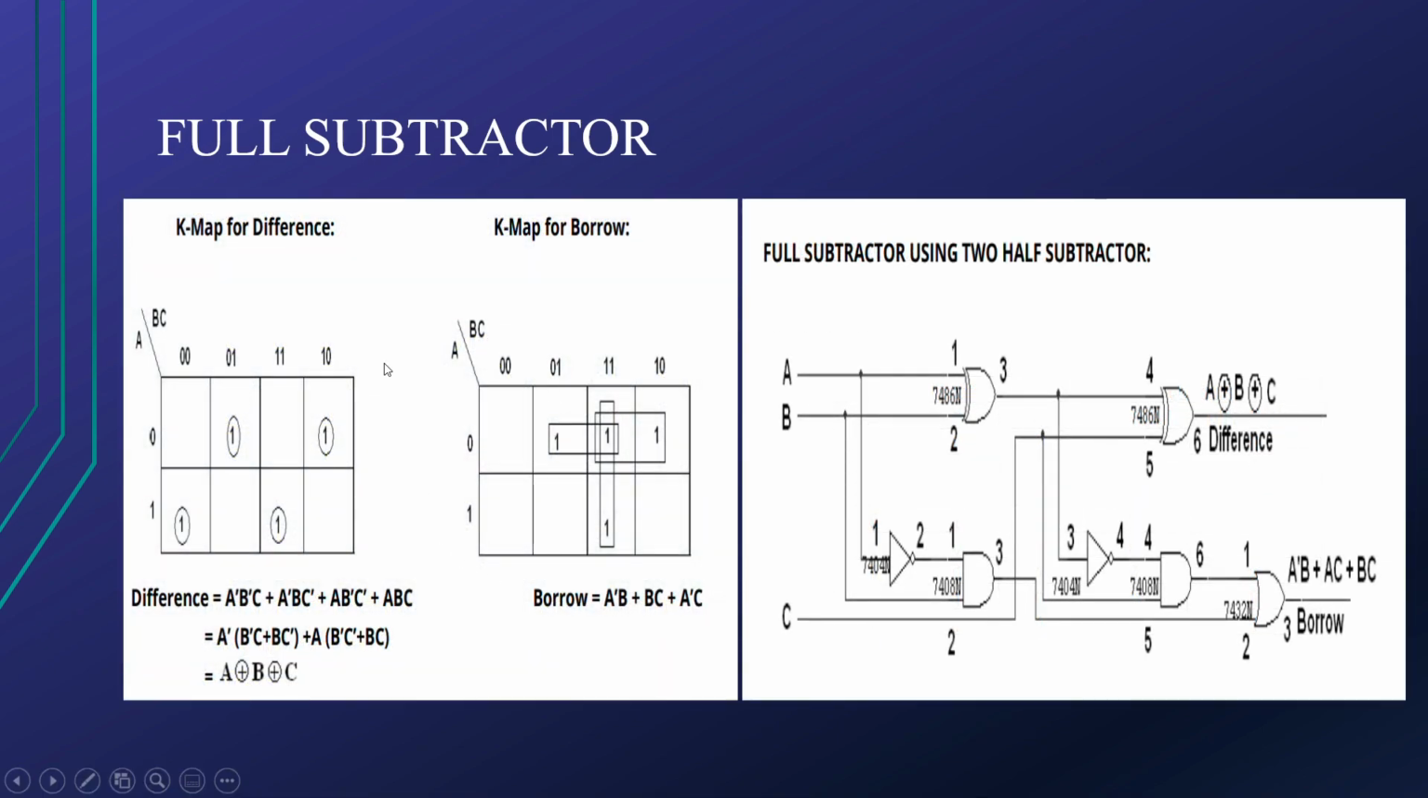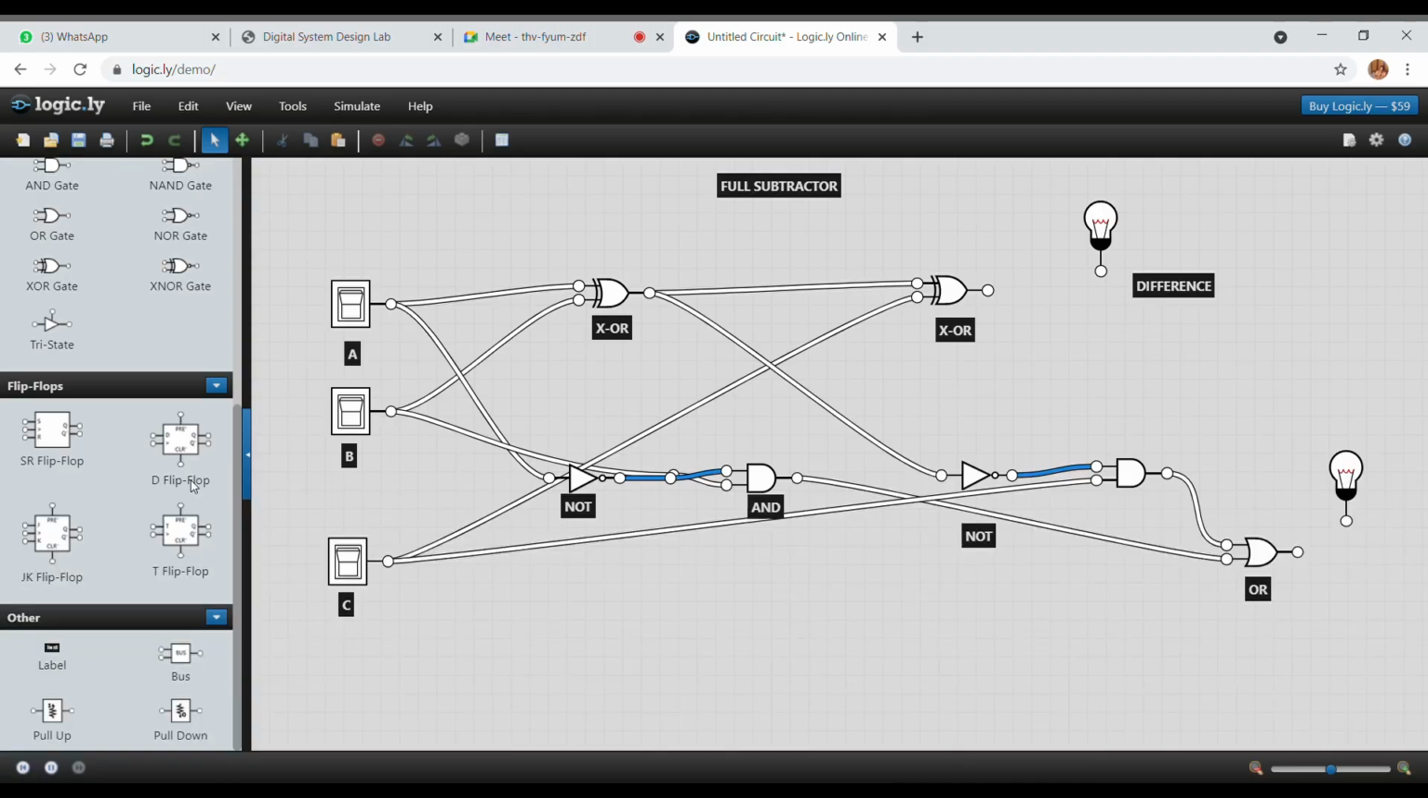The K-map for difference and K-map for borrow for the full subtractor. The logic diagram for full subtractor is constructed using two half subtractors, and this is it. Now we are going to see simulation for full subtractor.